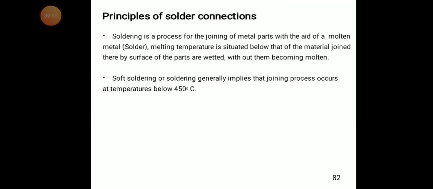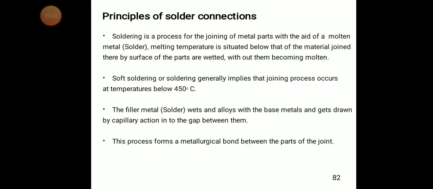So what is the principle of solder connections? Soldering is a process for the joining of metal parts with the aid of a molten metal. The melting temperature is below that of the material joined, so the surfaces of the parts are wetted without them becoming molten. Soft soldering, or soldering generally, implies the joining process occurs at a temperature below 450 degrees centigrade.